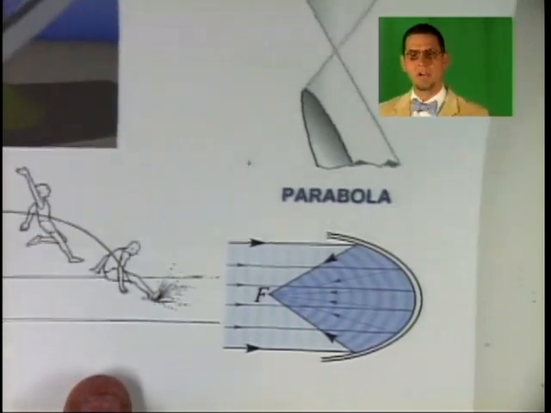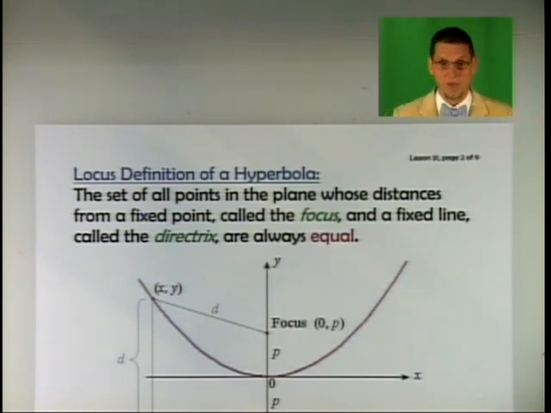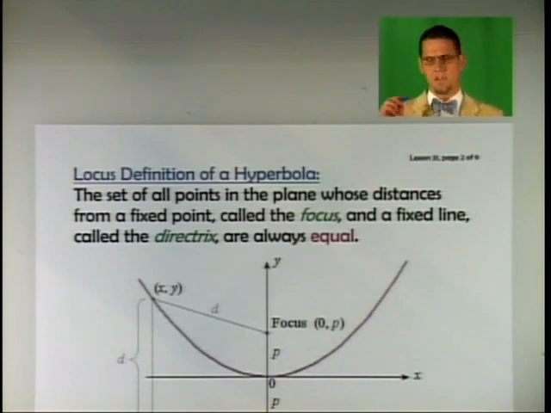So that's what a parabola is. Let's get to the locus definition. All right, the locus definition of a parabola. Here it is. It's the set of all points in a plane, a flat surface, whose distances from a fixed point, which we still call a focus, to a fixed line, which is called a directrix, are always equal. They're always the same. The distance from the fixed point to the parabola and from the parabola to that line called a directrix are always the same.